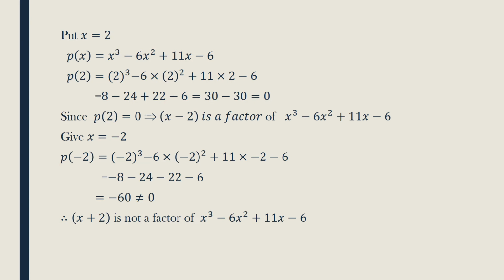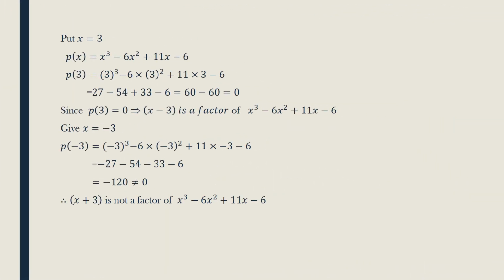To find the third factor, we are going to give x is equal to negative 2. So we have p of negative 2 is equal to negative 2 cube minus 6 into negative 2 square plus 11 into negative 2 minus 6. Finally, we have negative 60 as our answer, which is not equal to 0. Therefore, we can say x plus 2 is not a factor of the polynomial. Keep on giving all the values of the factors of 6.